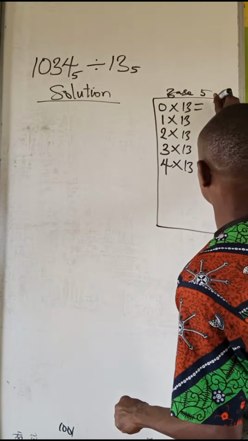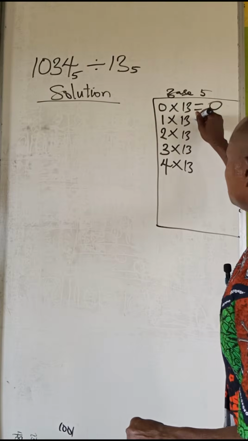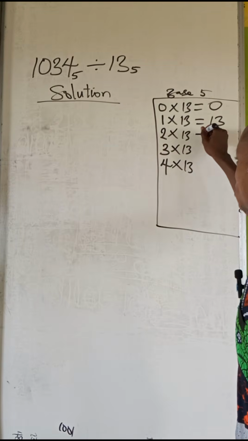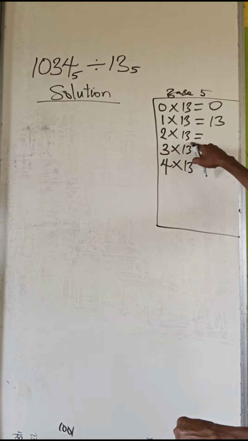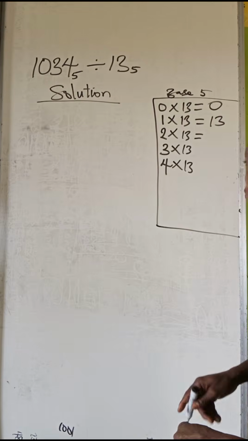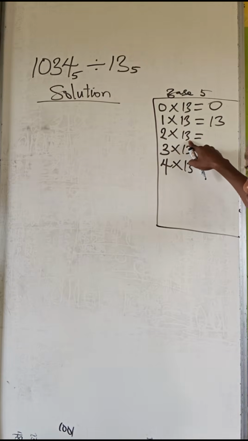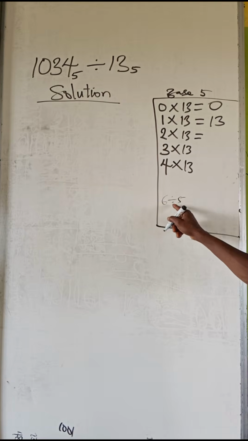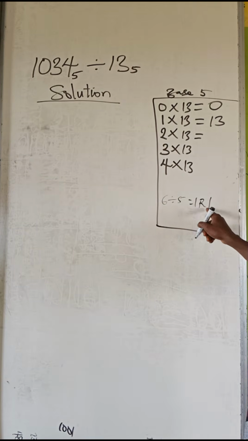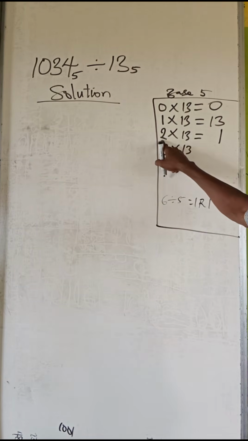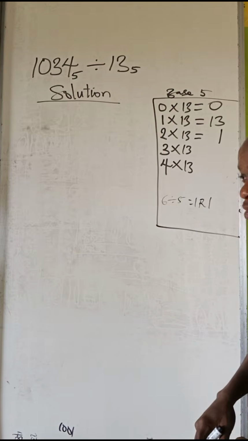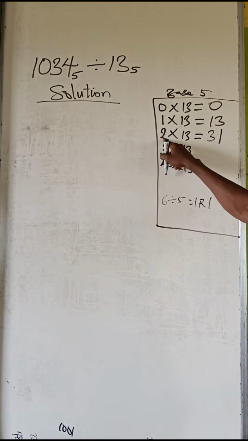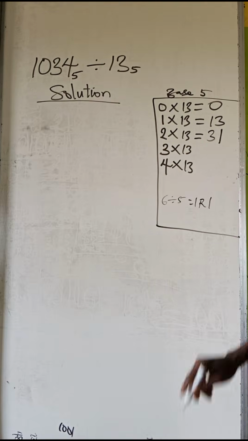Now, 0 times 13, of course, we know 0 times any number is always 0. 1 times 13 is 13. When I come here, I'm going to take it one after the other. 2 times 13 usually is 26 in base 10, but this is not base 10. You cannot write down 6 in base 5. So what should we do? 2 times 3 is 6. That 6 will be divided by 5 because the number is in base 5. And 6 divided by 5 will give us 1 remainder 1. So we write down the remainder, which is 1. Now, 2 times 1 will give us 2. Then you add this 1 that is left here. 1 plus that will give us 3. That means 2 times 13 in base 5 is 31.